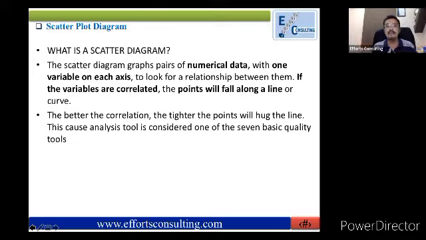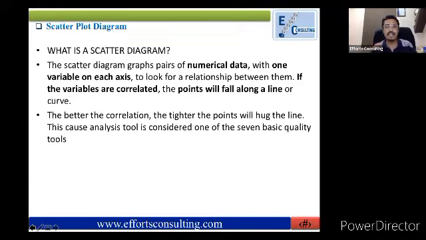So what is a scatter diagram? It is a graph of numerical data with one variable on each axis. You have an X and Y axis. Y is your result, X is your independent variable, and then we look for the relationship between them. If the variables are correlated, the points will fall along the line or curve, right? So you will have a positive relationship. Let's say I'm plotting the kilometers traveled on one axis and consumption of petrol on the other. As the kilometers increase, definitely the petrol consumption increases. That is the positive relationship.